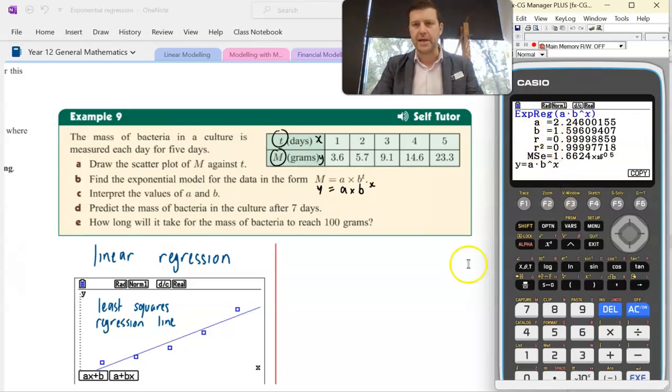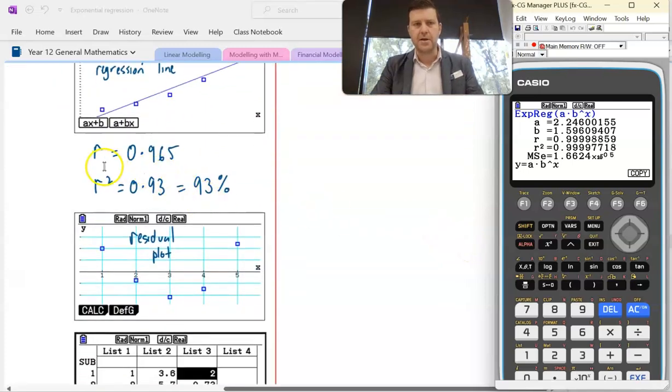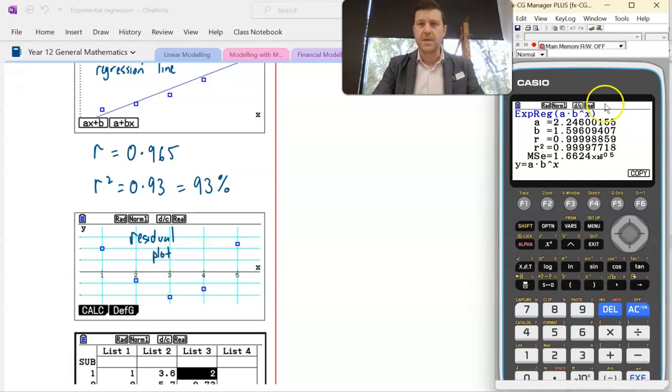And now you can actually see, if I scroll down a little bit here, that the linear model had an R value of 0.96, but the exponential model has an R value of 0.999. The R squared value for the linear model was 0.93 or 93%. For the exponential model, R squared is 0.999 or 99.9%, which is obviously higher than it is in the linear model. So again, that's some evidence that suggests that the exponential model is more appropriate in this case.